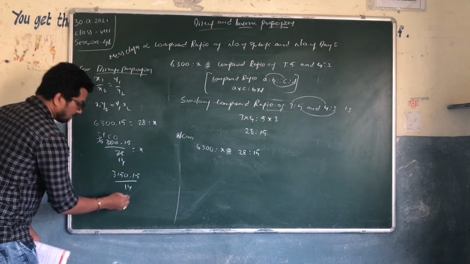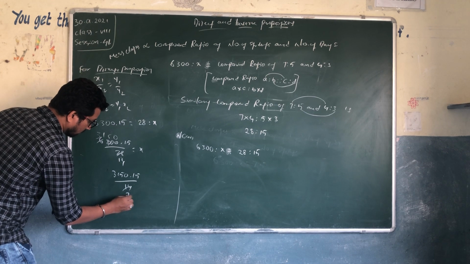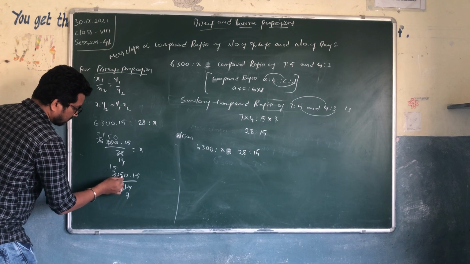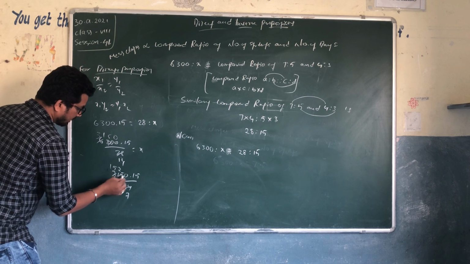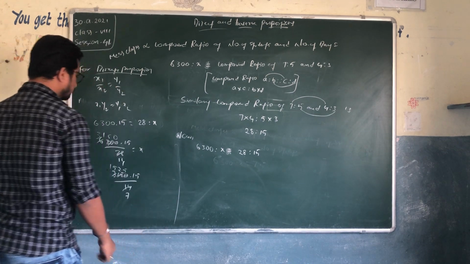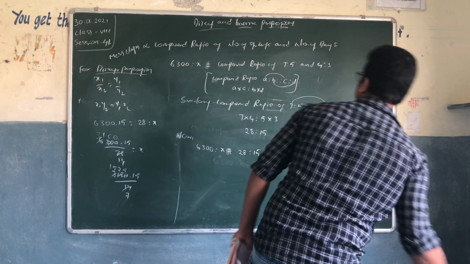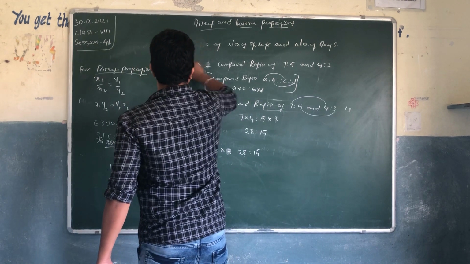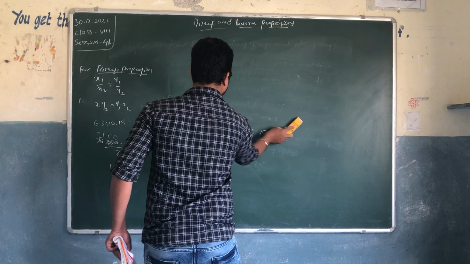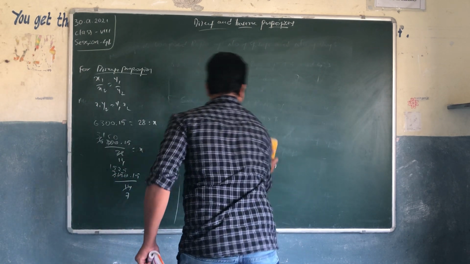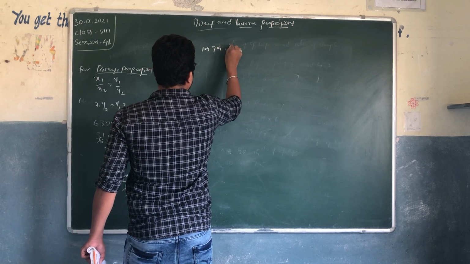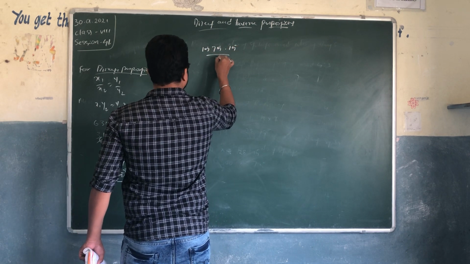Again we can take the 2 table. 2 7s are 14. 2 1s are 2, 1. 2 5s are 10, 1. 2 7s are 14, 1. 2 5s are 10. So let me erase this. We get 1575 into 15 by 7.